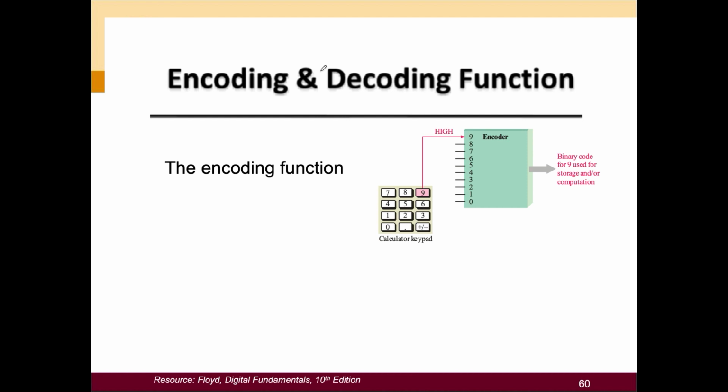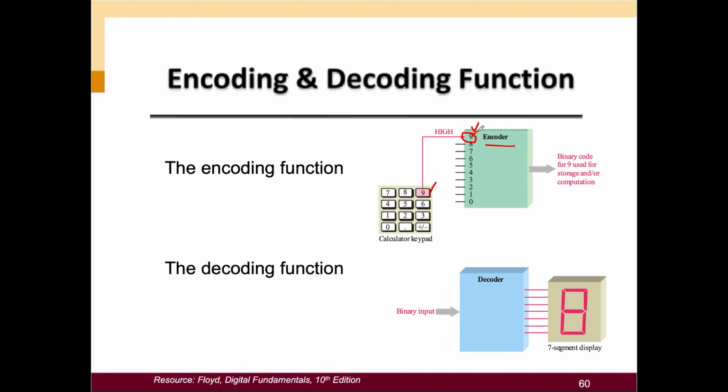Next is the encode and also decode function. And the encode function is given in the examples in the picture here. Let's say, for example, you key in the 9, which is high in this pin only. So this is the encode IC, let's say, over here, the encode function. So over here you have high in 9. So it is the binary code for 9, used for storage and/or computations.